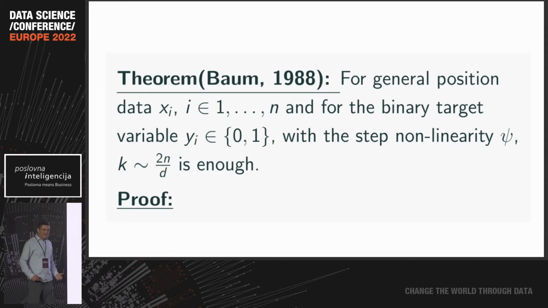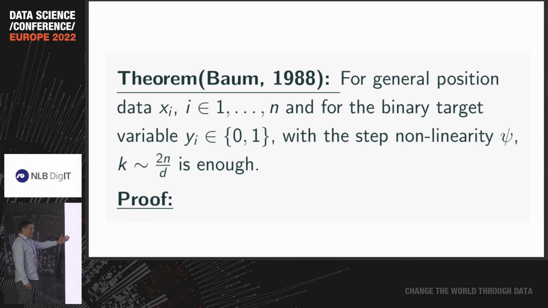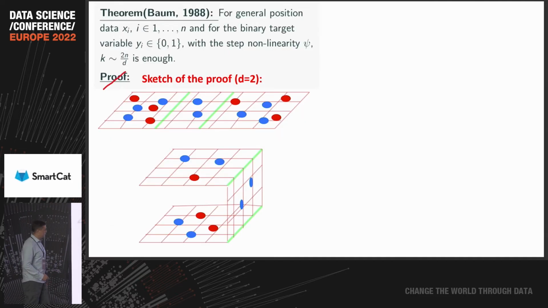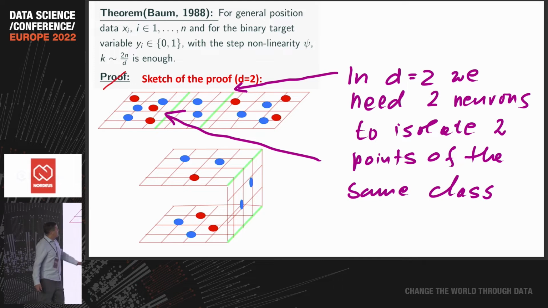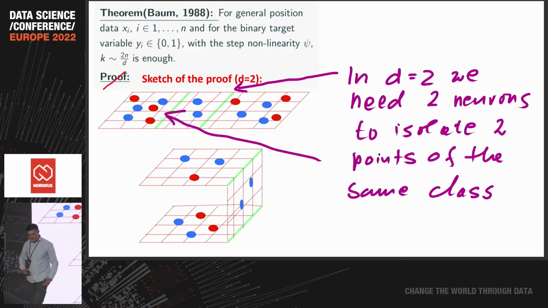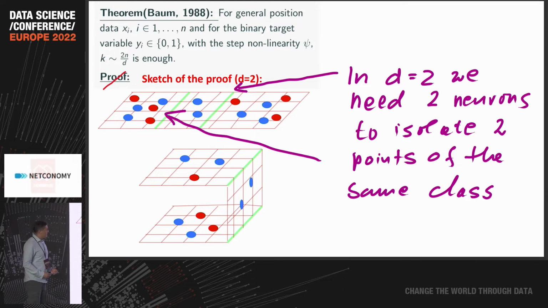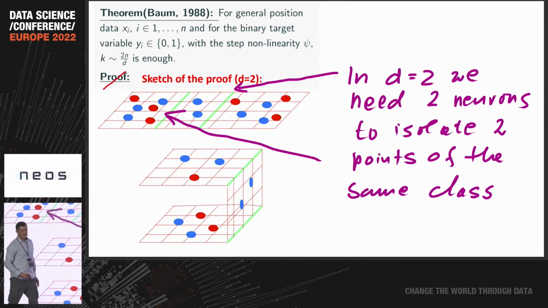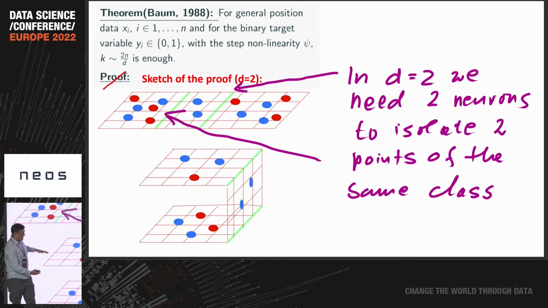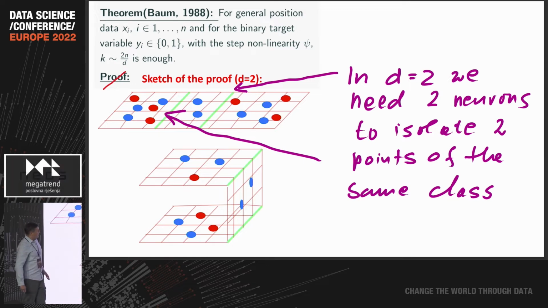neurons is needed in the hidden layer. This n is the number of data points and d is the number of dimensions of the parameter space of our data set. And this is a simple proof. We need at least 2. For example, if we want to isolate those 2 blue points in order to classify them, we need 2 ReLUs, or 2 step functions in Baum's proof, just to curve or fold this space. And in that way, we classify 2.